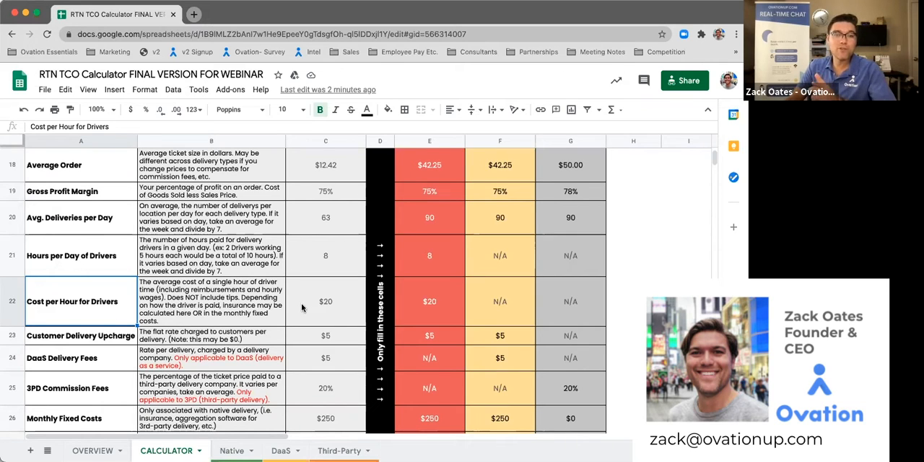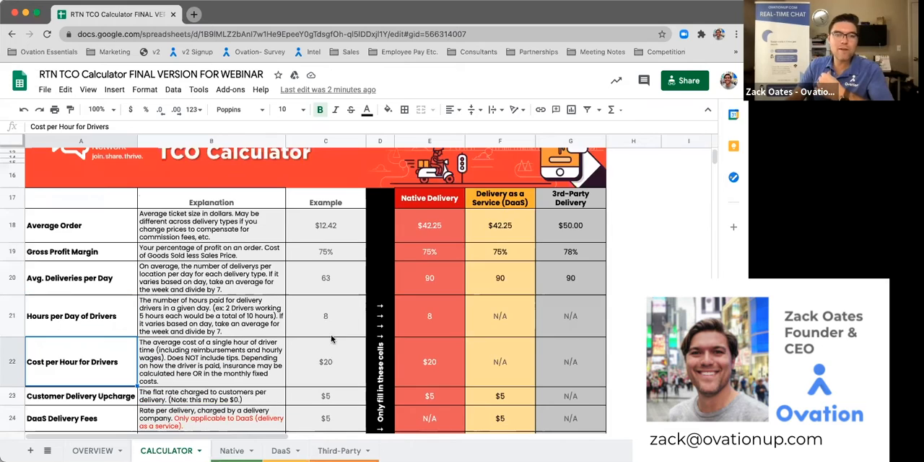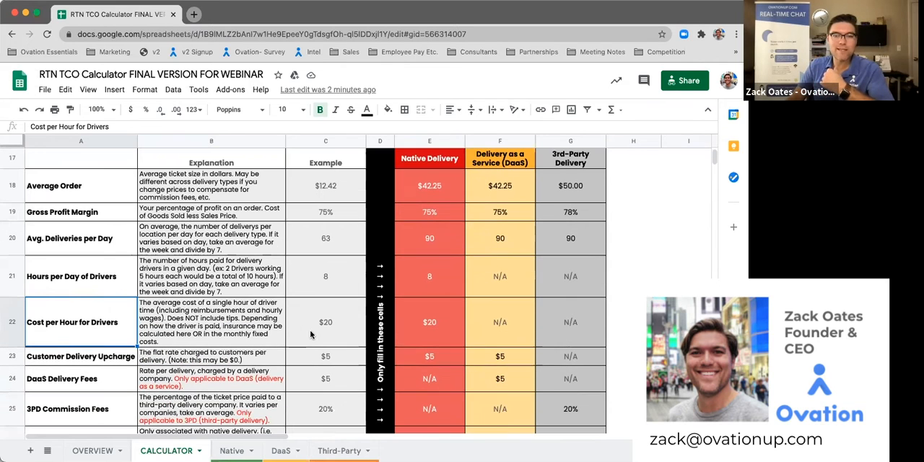Oh, one thing to note too, this does not include tips. So tips, because they are not a cost to you as the restaurant, they're not factored into this model. Sure, the driver may make more than $20 an hour at the end of the day, but that's not coming out of your pocket. So that's not factored into this.